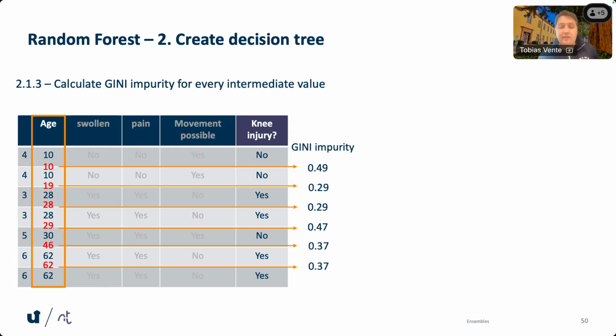So in our case, there are two possible thresholds that work equally well. So we could either say it's 19 or it's 28. So the age is smaller than 19 or the age is smaller than 28. But yeah, this is the optimal GINI impurity for the age group.